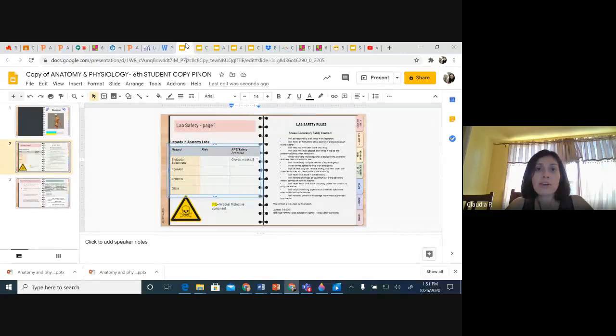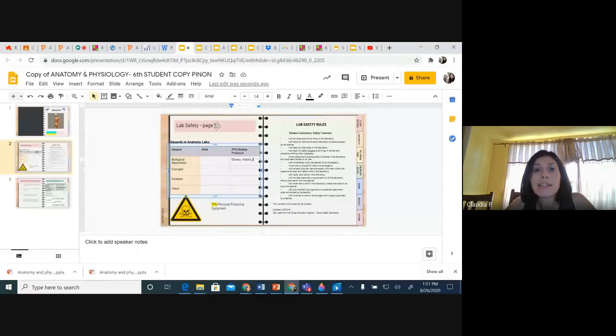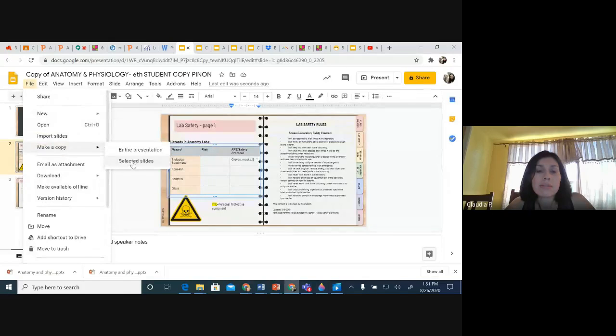Miss, what if we can't type on it? If you can't type on it, click the link that's in the chat box, and then you're going to make a copy. And if that still doesn't work, and you've tried downloading it, you can take a picture of what's there and copy it on a separate sheet of paper. But if you click the link and make a copy, you should be able to type it. But if not, that's your other option.